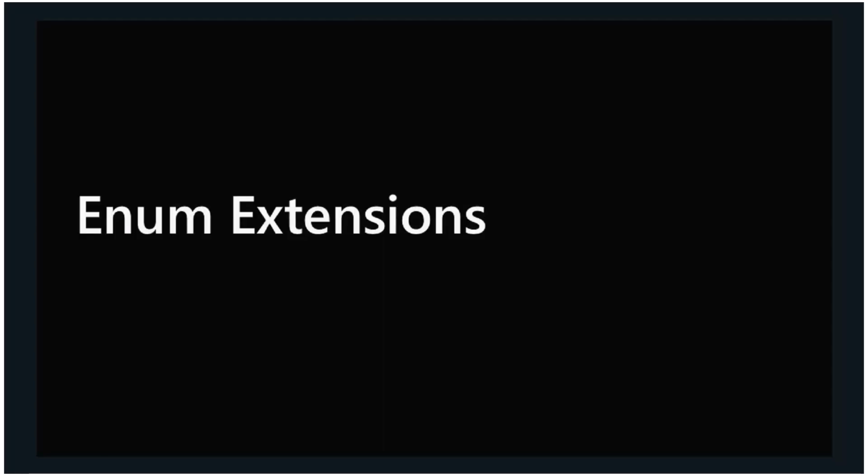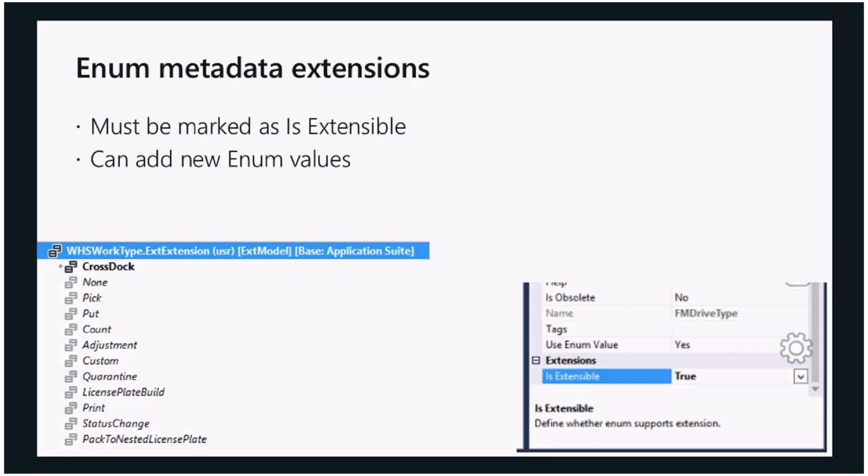So let's talk next about enum extensions and what is necessary to add new values to an enum. In order to create an extension and add values to a base enum, it must be marked as is extensible. If this is true, then you can create an extension and add additional enum values to support your solution. So you might ask, why don't we simply have all enums set this property to true and allow you to extend any enum in the system?